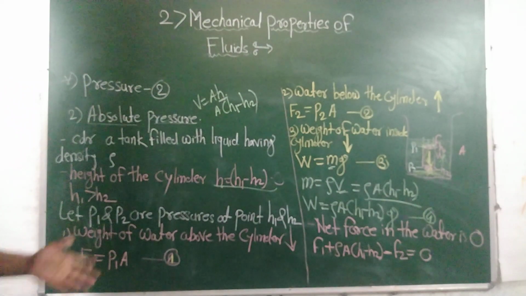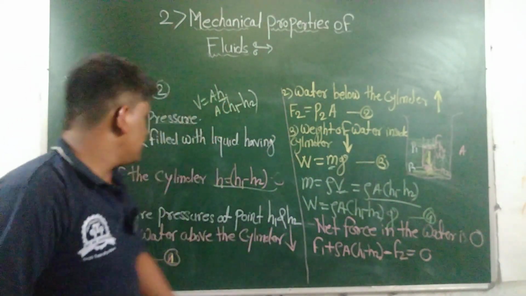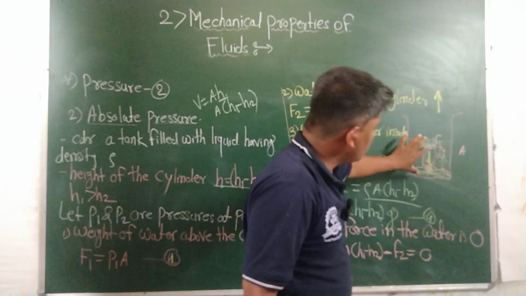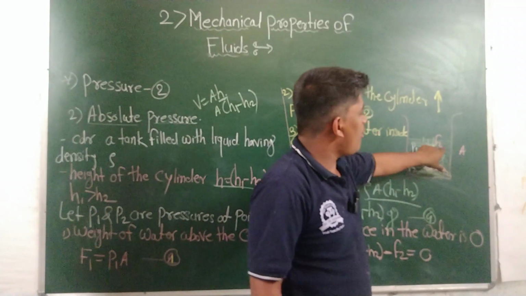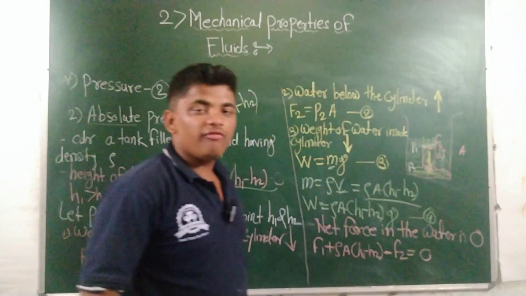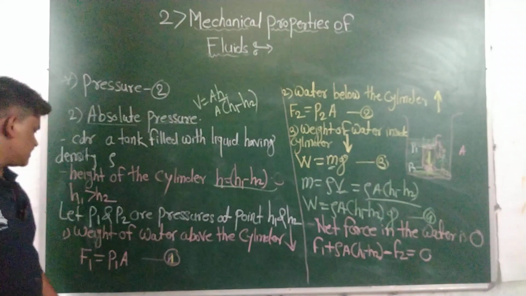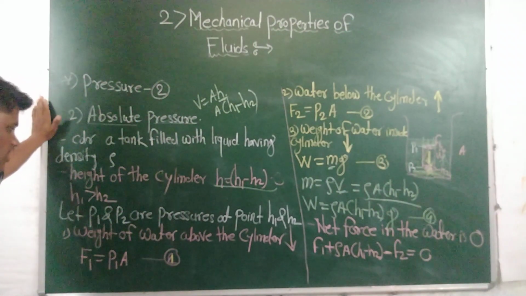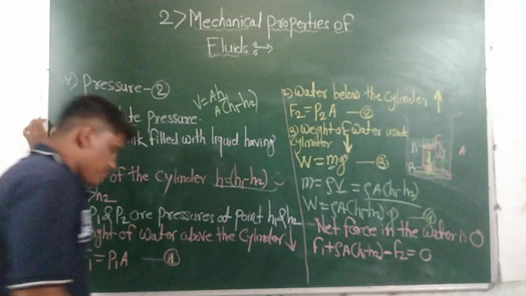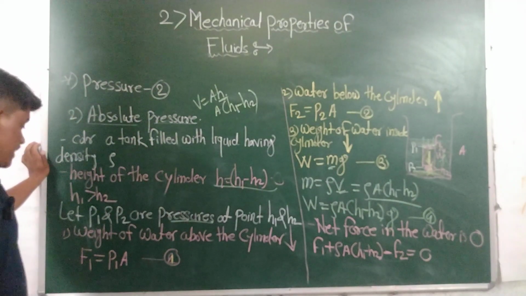What we did here is first take a tank and fill it with liquid, and the density of the liquid is rho. I will imagine one cylinder here, with its top at H1 and bottom at H2, and the height of that cylinder will be H1 minus H2. H1 is greater than H2, you must know that. Then let P1 and P2 be the pressure at the points H1 and H2 respectively.